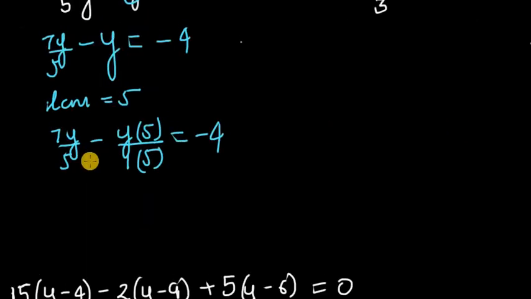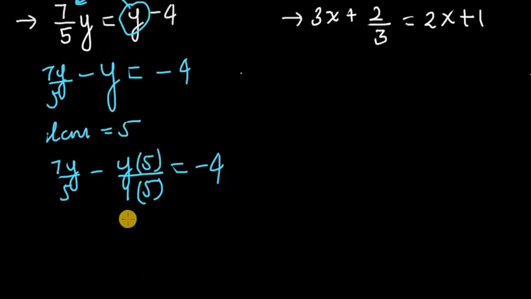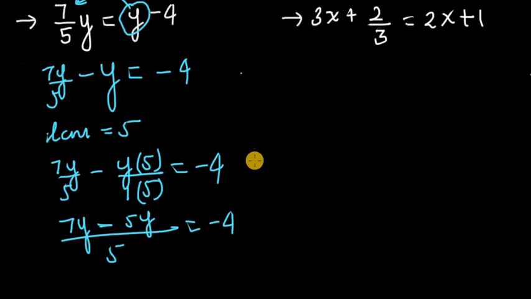Okay, so now we have to multiply y and 5. Then what will we get? 5y and then 7y, so by 5. So we have to also put the minus sign over there. Then if we subtract it, what will we get? We will get 2y. Okay, 2y by 5 equal to minus 4.